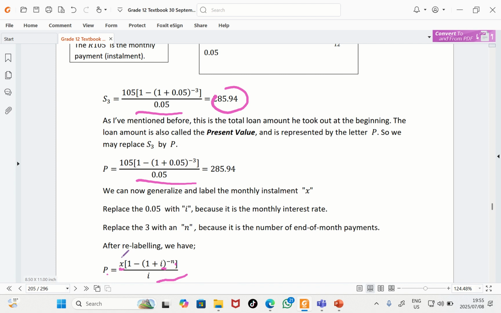With that. My 105, the monthly payment, X. My I, 0.05 there. My number of terms, N. And then my I there as well at the bottom there. I'm going to pause for 1 minute for you guys to digest and understand. 1 minute and 5 questions, my God, people.